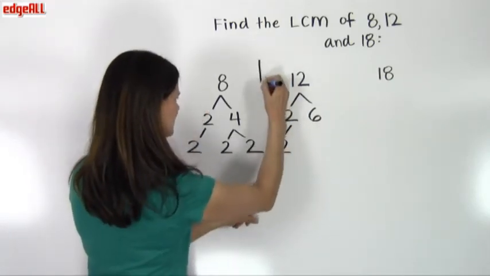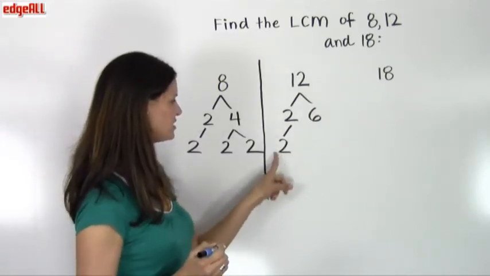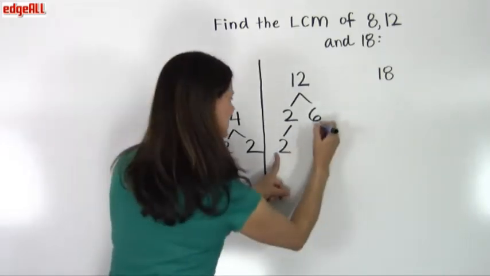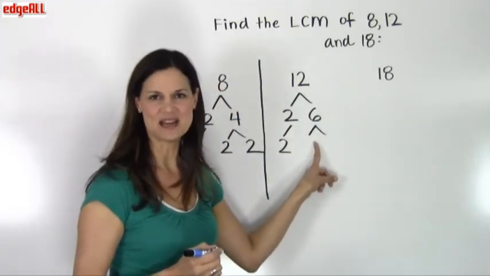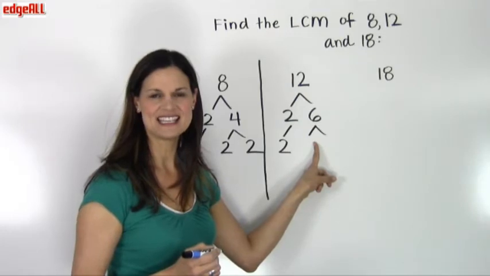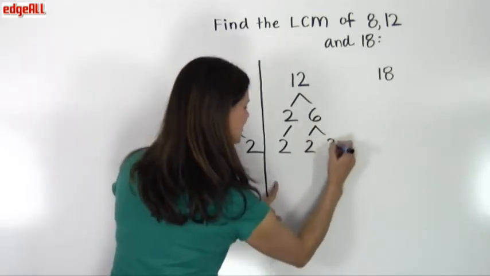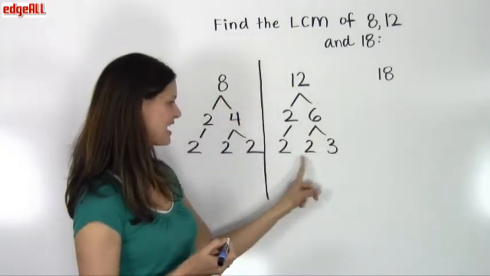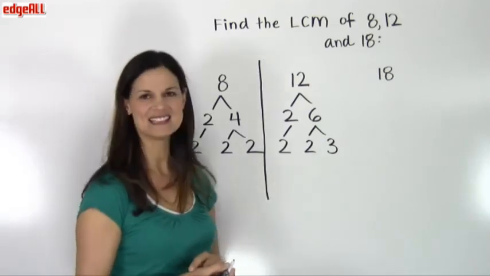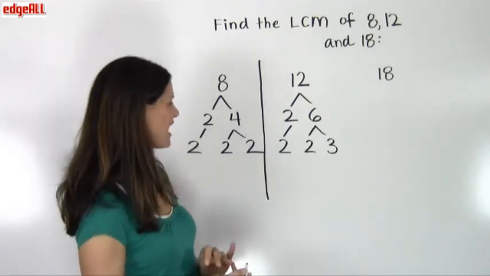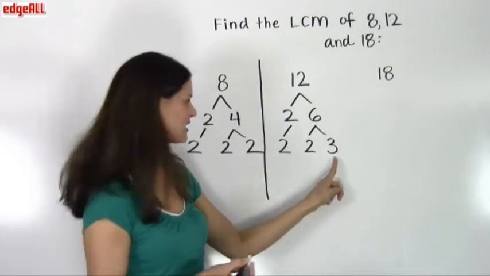I should make a line here so we don't get these too confused. So I'll keep my 2 here, which is a prime number, and I'll work on breaking down the 6 for this next level. 6 is an even number, divisible by 2. 6 divided by 2 equals 3, or 2 times 3 equals 6. So now I have 3 prime numbers, 2, 2, and 3, and so I know I'm finished. The prime factorization of 12 equals 2 times 2 times 3.